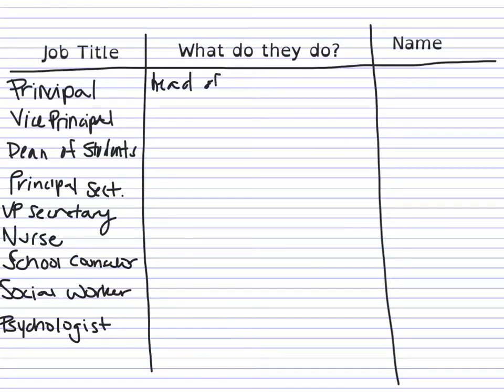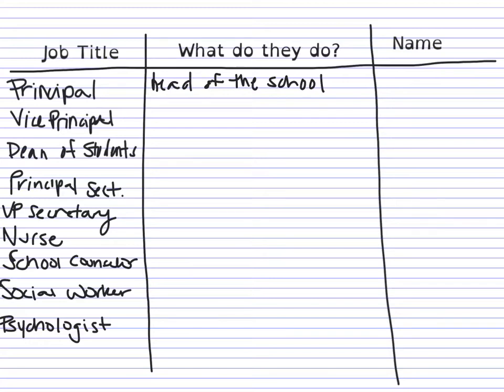Head of the school. So that means that they're kind of technically in charge of every single person in the building. That includes teachers, other adults in the building, students, all of it. They are the top person. Next up is the vice principal.